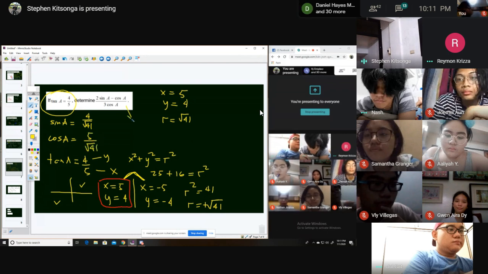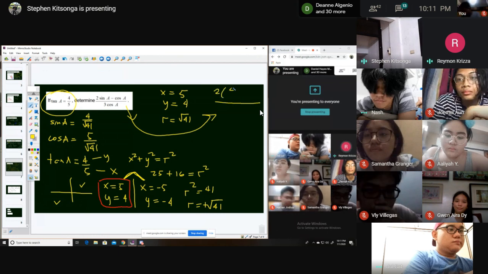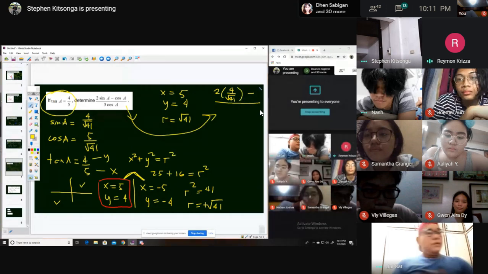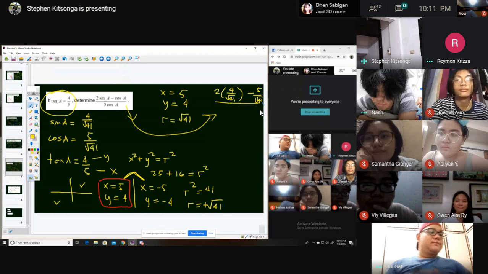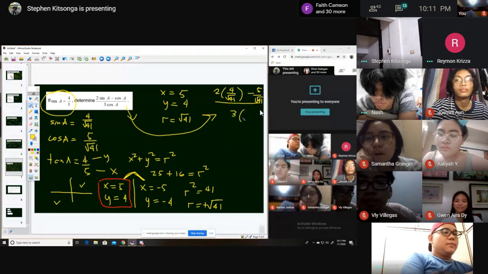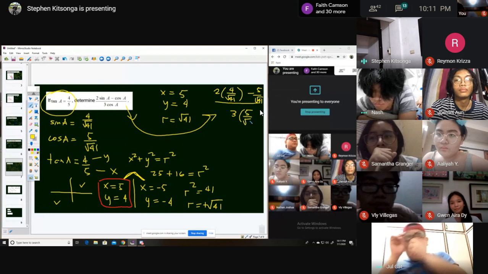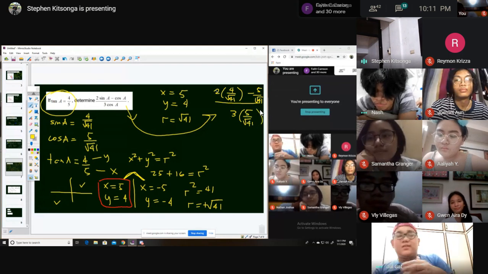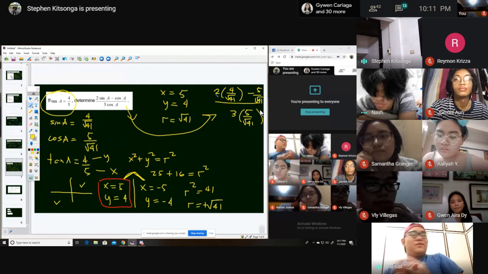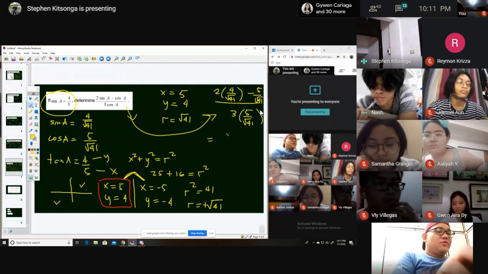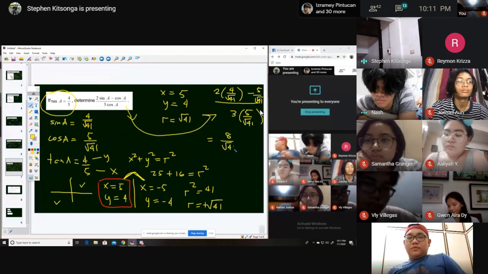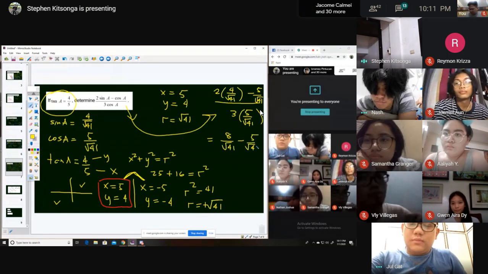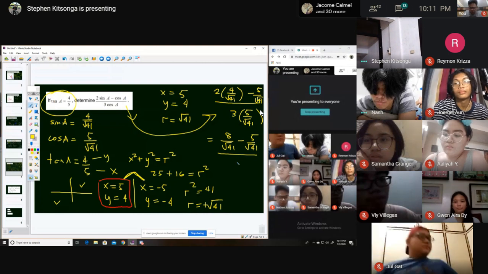Now, if you will do this, this is a fraction. Here we will do it. 2 times 4 over square root of 41 minus cosine, which is 5 over square root of 41, all over 3 times 5 over square root of 41. Now, 2 times 4 is 8. Tama ba, guys? So that becomes 8 over square root of 41 minus 5 over square root of 41, all over 3 times 5, what's that? 15.